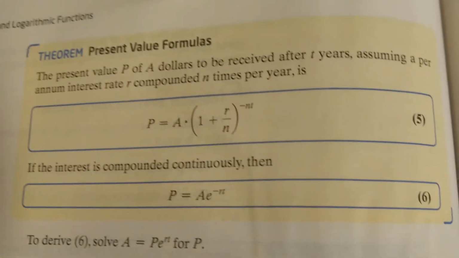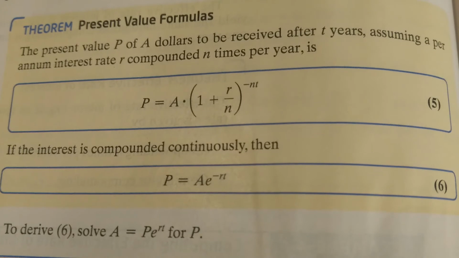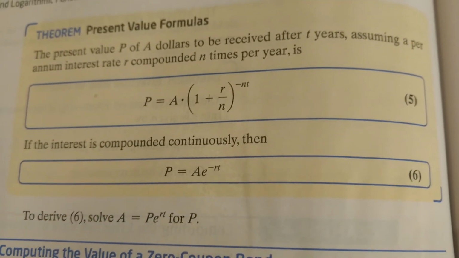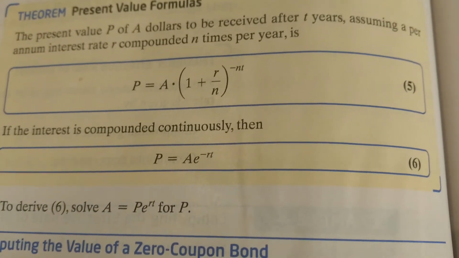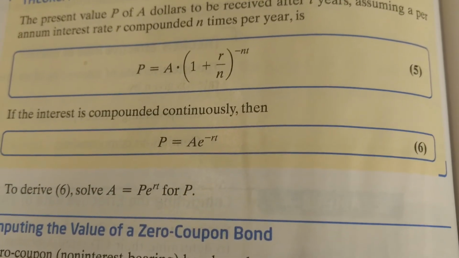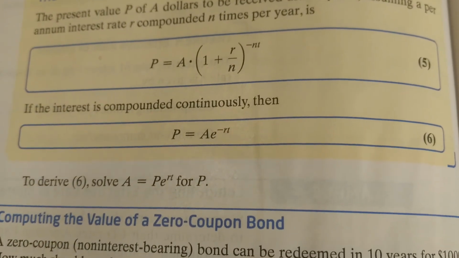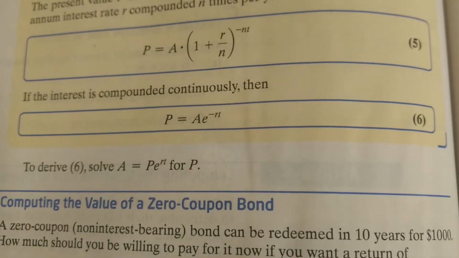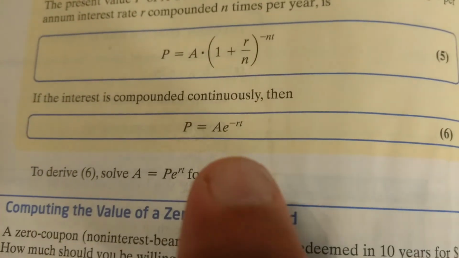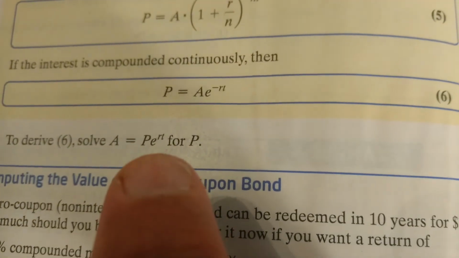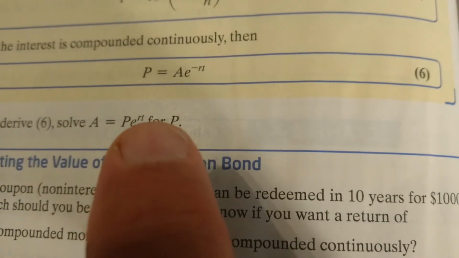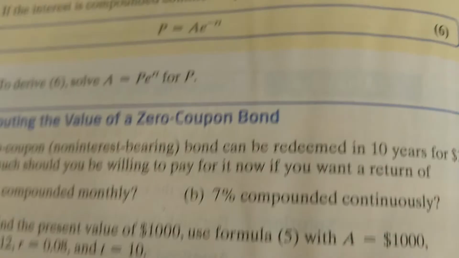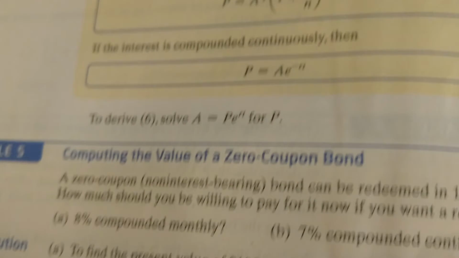These are the present value formulas. It says the present value P of $A to be received after t years, assuming a per annum interest rate compounded n times per year. If the interest rate is compounded continuously, there's the formula for compounded continuously. And remember, all this formula is doing is solving for P. So all we did was divide by e to the RT power. That's what the negative right up here represents. Remember, negative exponents mean they're fractions.